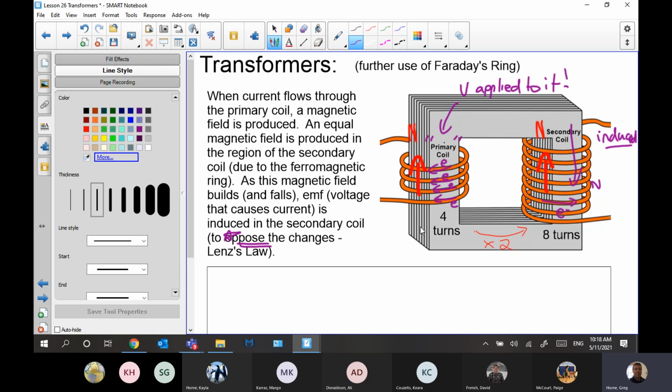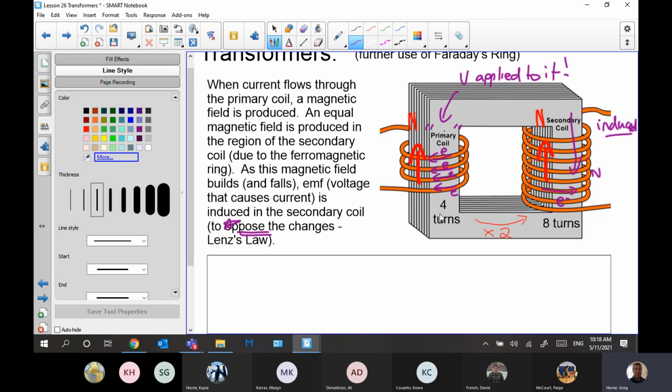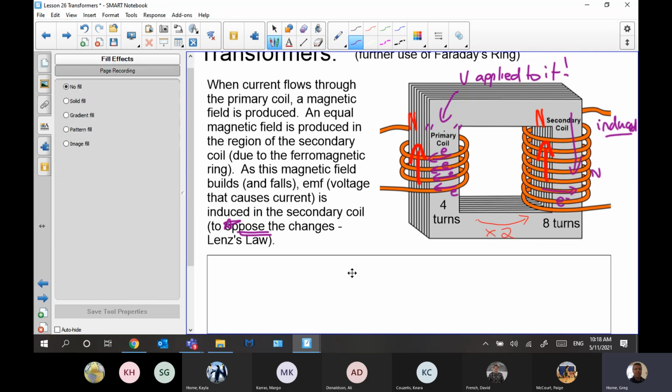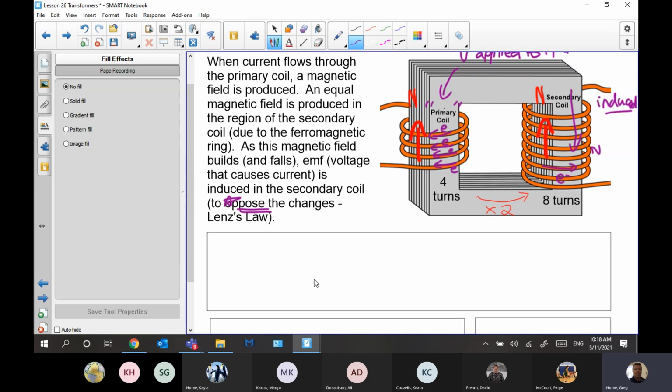The next step is to talk about what effect this 4 turns on one side and then 8 turns on the other has. And notice that we're talking about twice as many turns, right? So times 2 for number of turns.